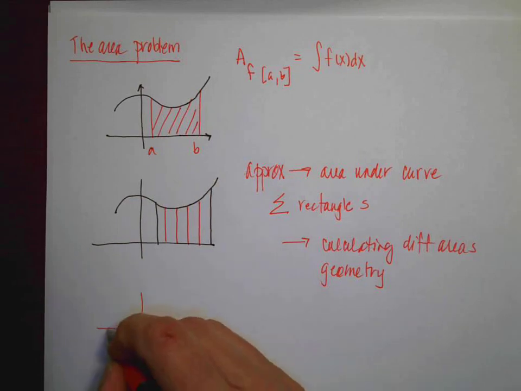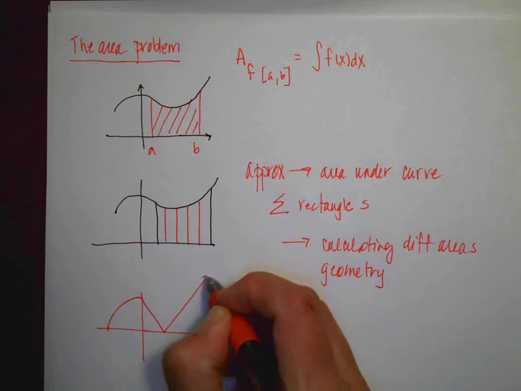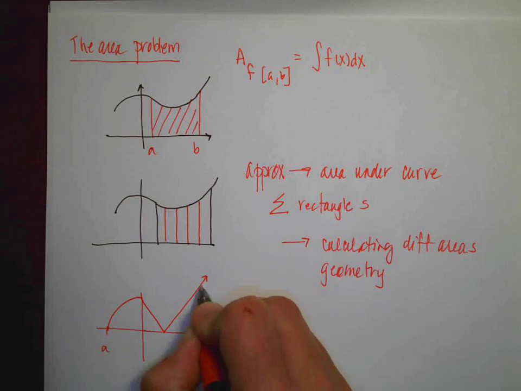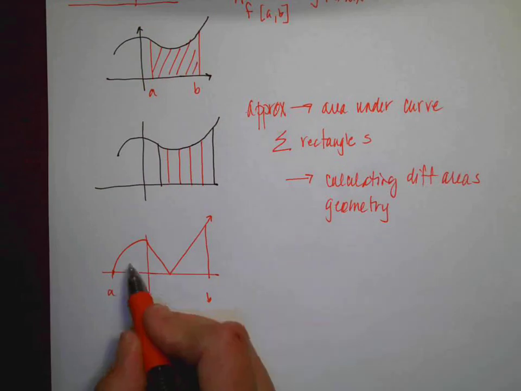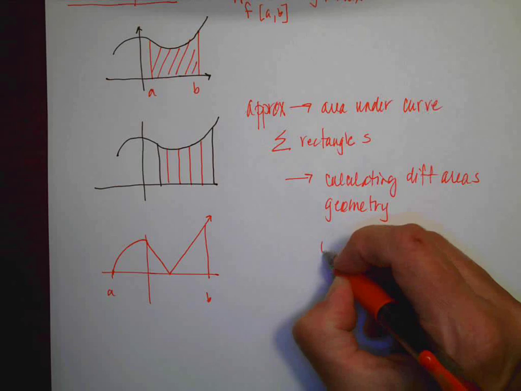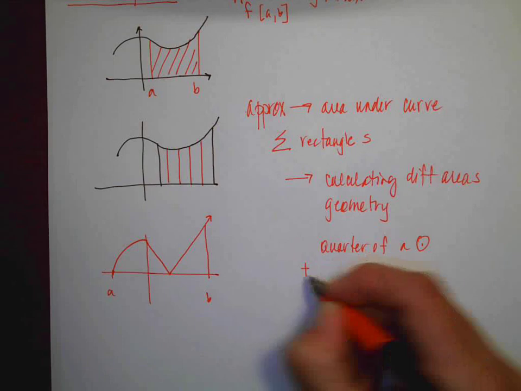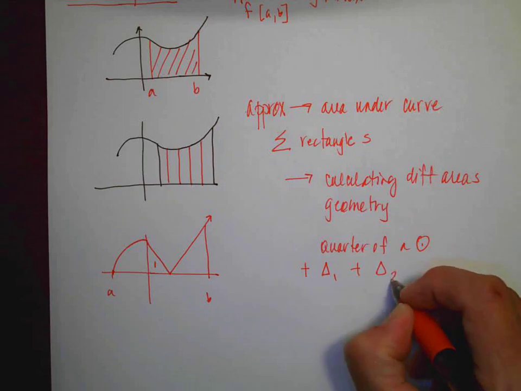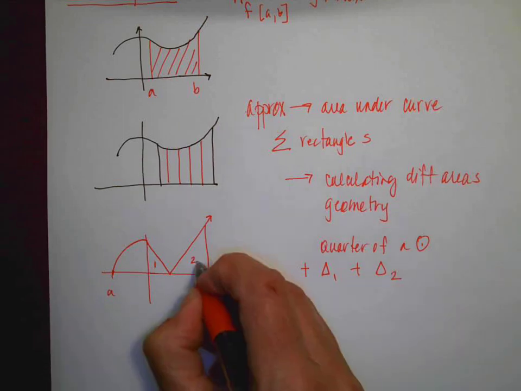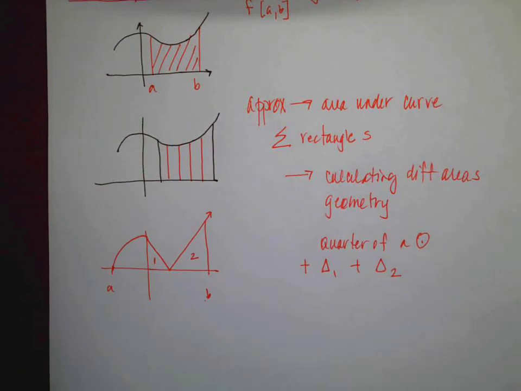But maybe I might approximate the area under a curve by something like this, and maybe this is the point A and this is the point B, and I want to calculate the area under a curve. I could do it by maybe doing a quarter of a circle, and then I would add it to a triangle. We'll call that triangle 1, and then I would add it to triangle 2, and then I could calculate the area under the curve from A to B. So sometimes we use geometry to help us with that, and actually I'm going to give you all those formulas today.